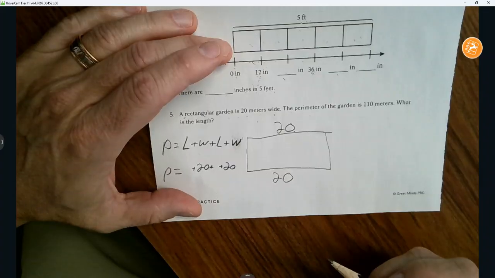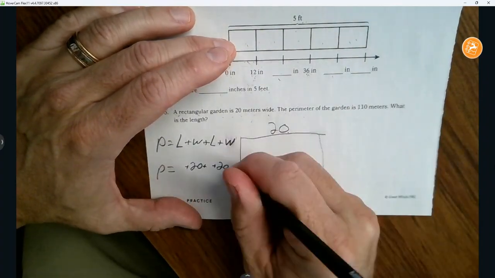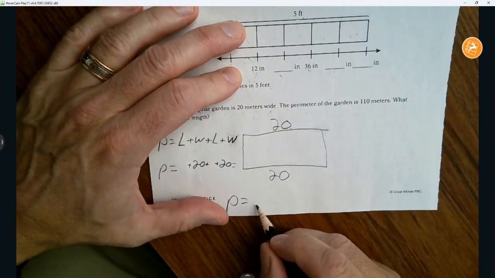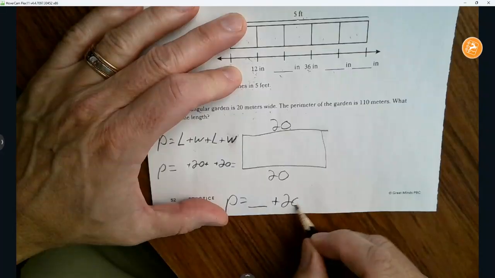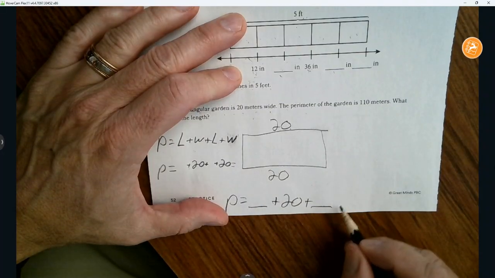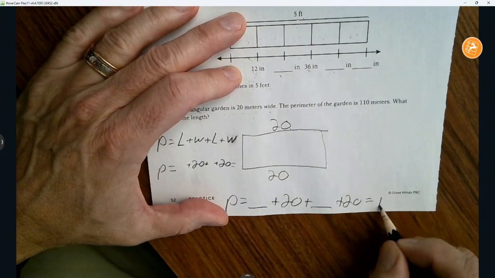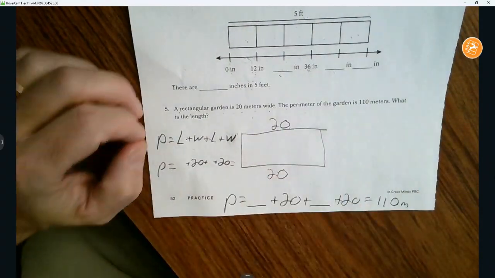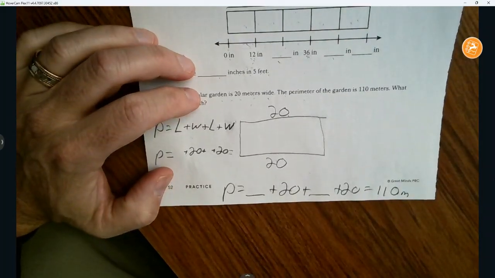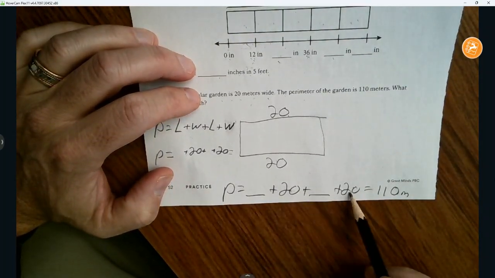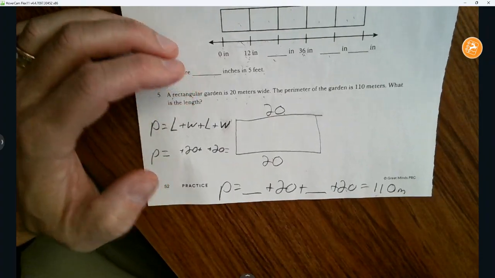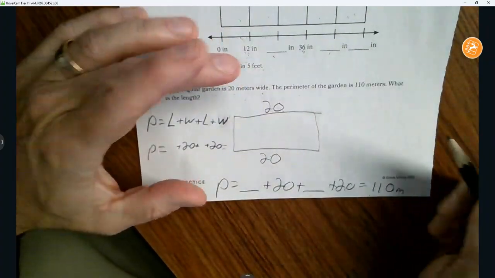All right. We know the whole way this equals, let me write it down here so it's better. So P equals blank plus 20 plus blank plus 20 equals 110. Make sure you put that meters down there. Okay. So if it was me, I'd probably add these two together and then subtract it from this one and then divide it in 2. I know that's a lot. You know what? Let's do this one together.